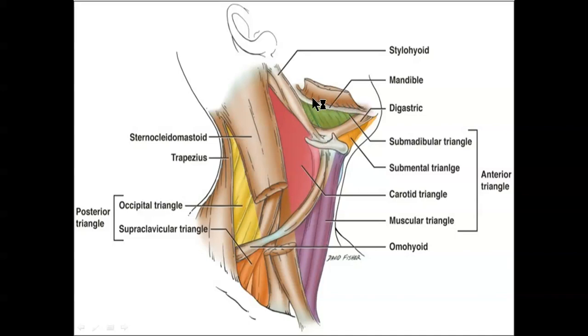And the upper boundary of your submandibular triangle would be your mandibular area, the mandibular bone and your muscles. All right, then what else is left? Then we have the carotid triangle. The carotid triangle is in this area like this. All right.